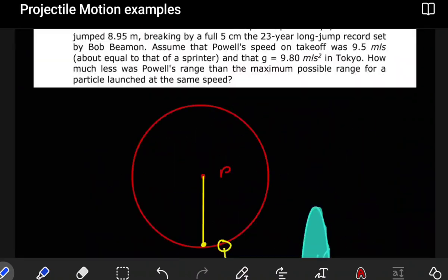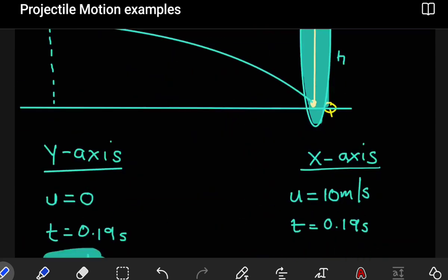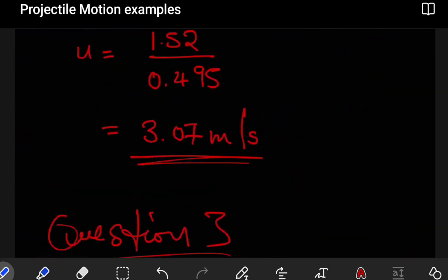Let's look at the next part. In the next part, the question is saying, at what horizontal distance from the firing point does it strike the ground? So just like before, we are now moving to the x-axis.